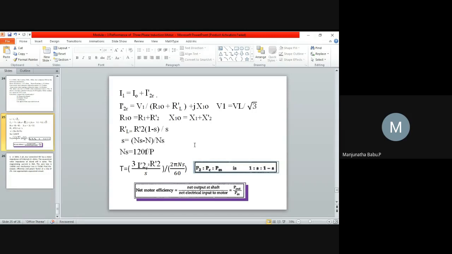So if it is 727.5, it will be 750, 750, sir. RPM. So NS is 750 RPM. So now find what is the slip. So 750 minus 727.5 divided by 750.